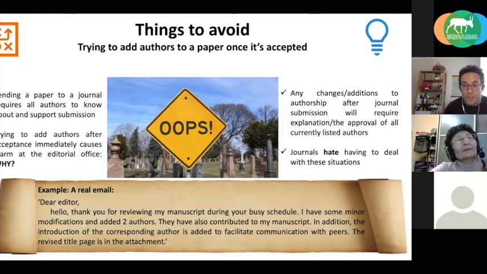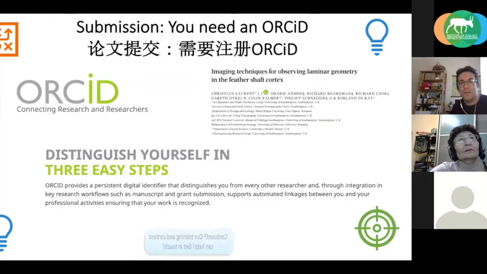That's not something that happens often. You have to get lots of paperwork completed. The permission of all the authors is going to be required. Journals hate having to deal with these kinds of situations. Trying to add authors after acceptance causes a lot of red flags, a lot of alarm at the editorial office.